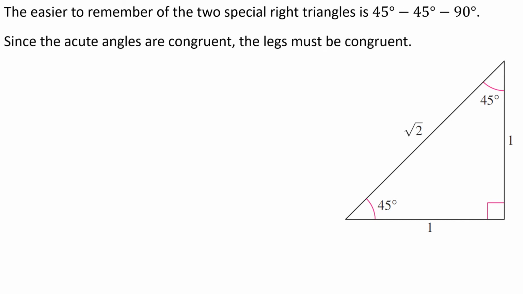Now, of course, since the acute angles are both 45 degrees, the legs have to have the same length, right? So they are congruent. If the angles are congruent, the legs have to be congruent. If the angles have equal measurement, the legs have to have equal measurement. And the hypotenuse is always square root 2 times a leg.